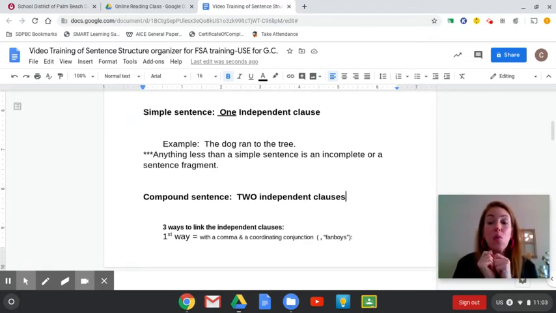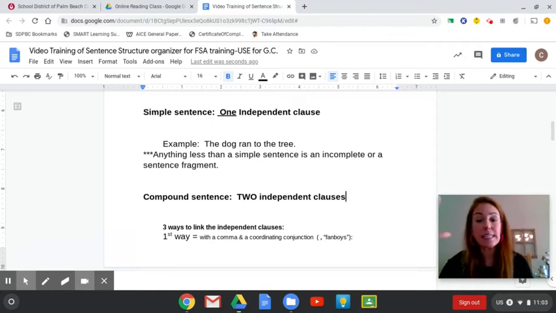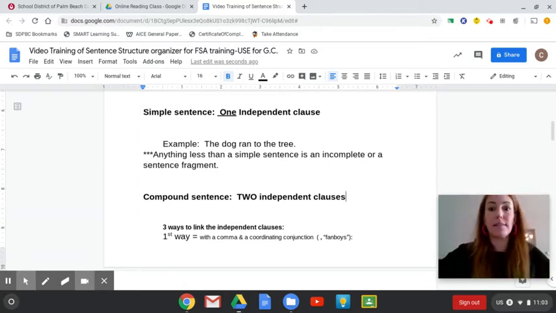Now, with the compound sentence, there are three ways to link these two independent clauses together. You need to know this because when you're tested, especially if you're taking the FSA or the SATs or ACTs, or if you're just in life, this is basic writing, how to write a sentence. You have to know how to write a basic sentence to go out into the world. That's something you will use in real life.